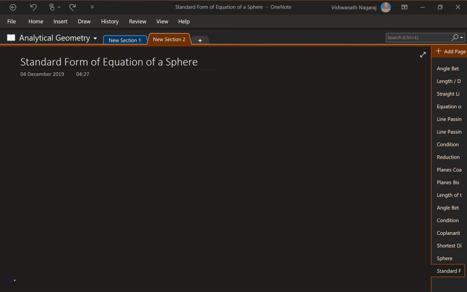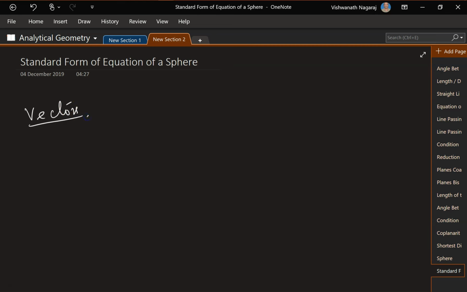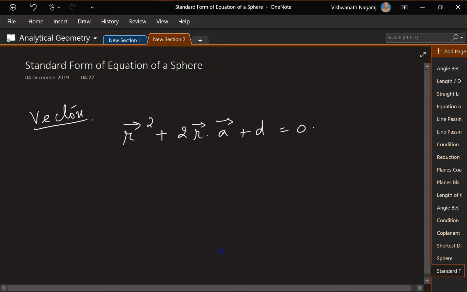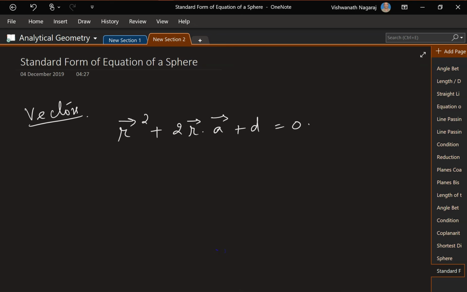Now let's look at the standard form of equation of a sphere. In terms of vector notation, the standard form of equation is r square plus 2r dot a plus d equal to 0. This is the vector equation of the standard form of a sphere. Now let's prove whether this is true or not.